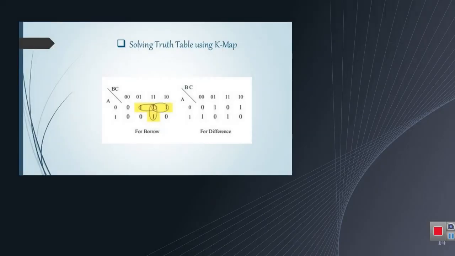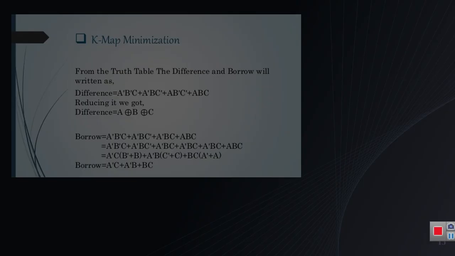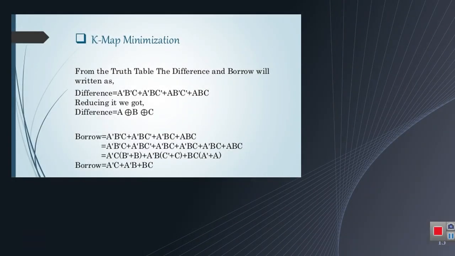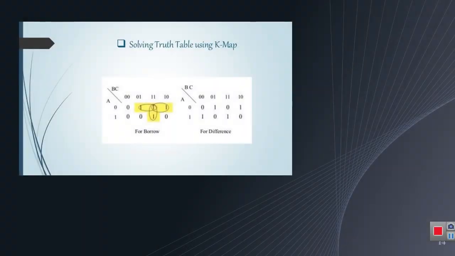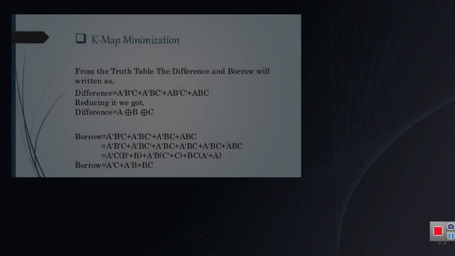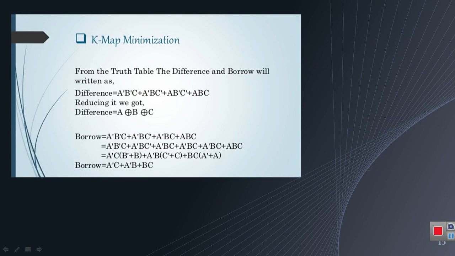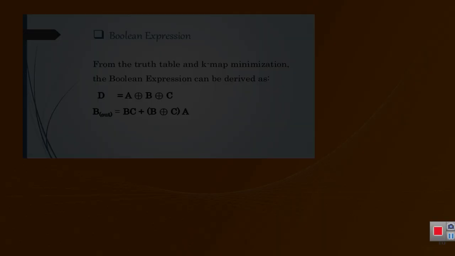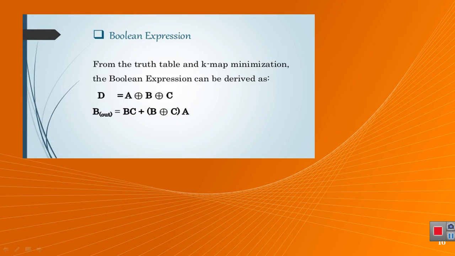And this is the K-map of the full subtractor. For borrow and difference, we have two K-maps. K-map minimization: for the truth table, the difference and borrow will be written as shown in the PPT. Boolean expression of the K-map. Boolean expression of the full subtractor. From the truth table and K-map minimization, the Boolean expression can be derived as difference equals A XOR B XOR C, and the borrow is equal to A bar B plus B C, A bar C.